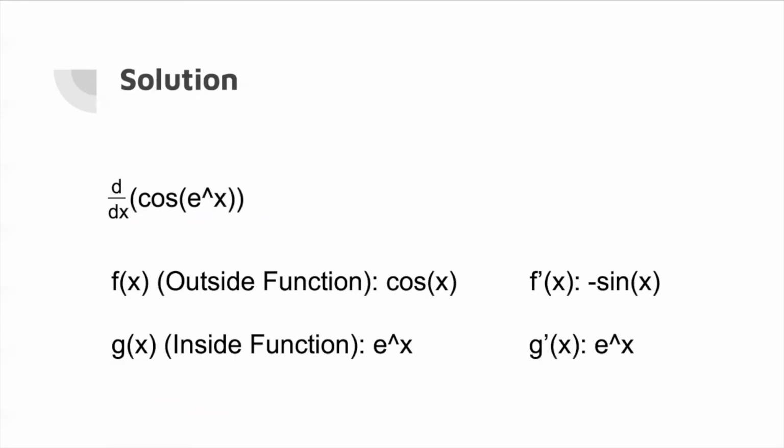Okay, the answer is, so you use the chain rule. The inside function is e to the power of x. The outside function is cosine of x. All right, and here are the derivatives of these functions. So you do the derivative of cosine of x, which is negative sine of x, and you replace the x with e to the power of x. And then times the derivative of e to the power of x, which is e to the power of x.